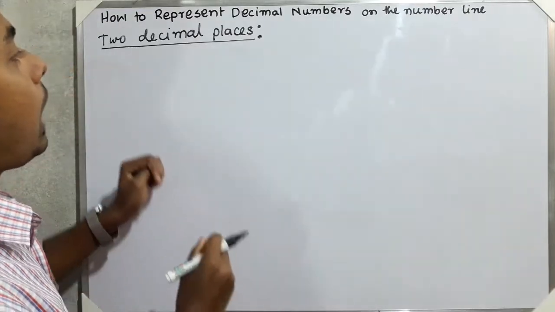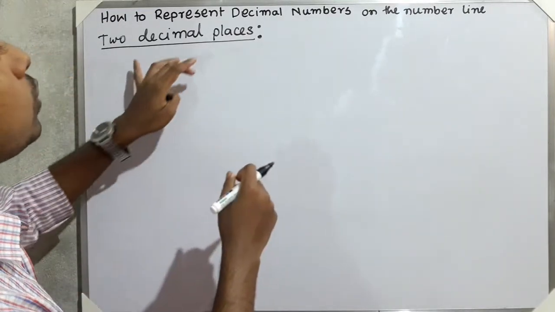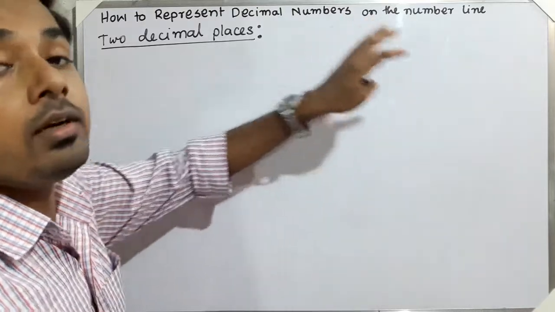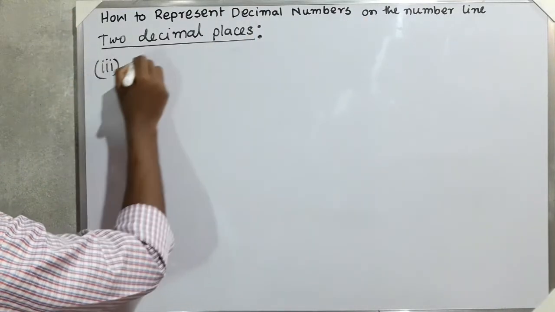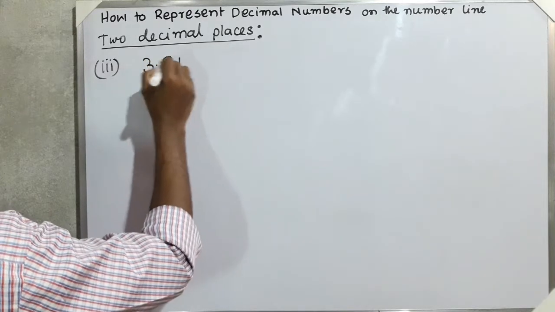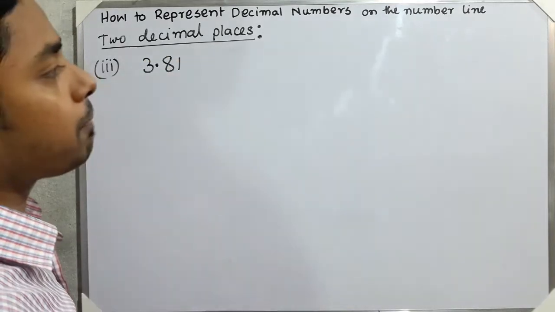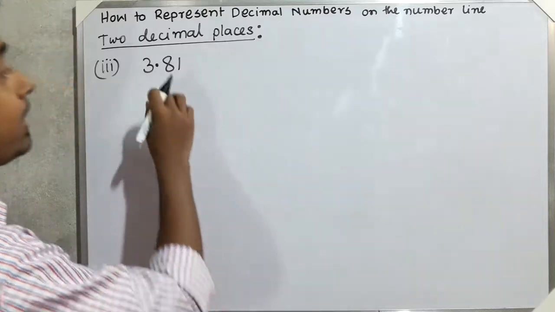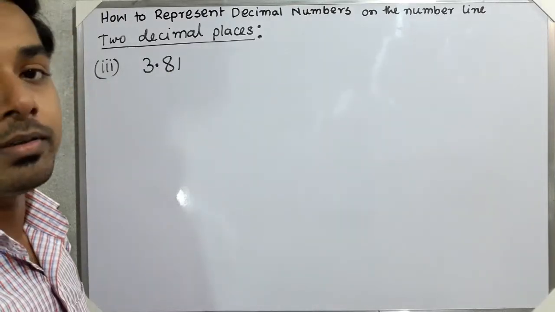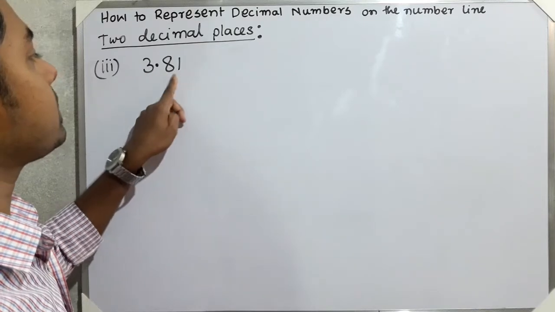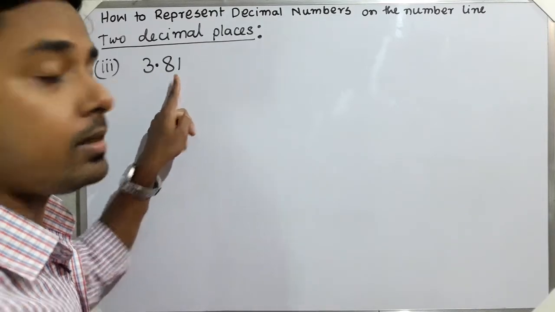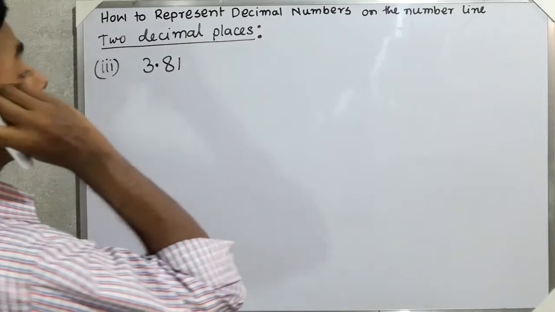Now we will know how to represent the 2 decimal places number on the number line. So suppose I'm taking one number 3.81. Suppose this number we have to represent on the number line, and you can see this is a 2 decimal places number. Wherever after point you are having 2 digits, that means it is a 2 decimal places number. So how to represent this number?